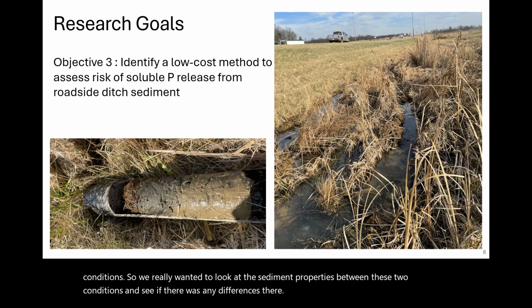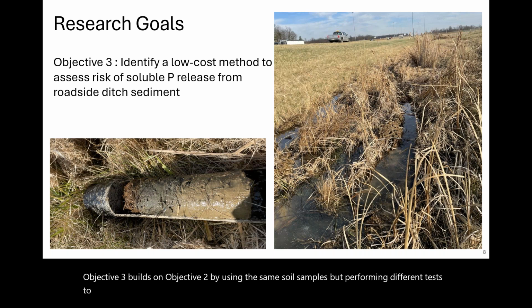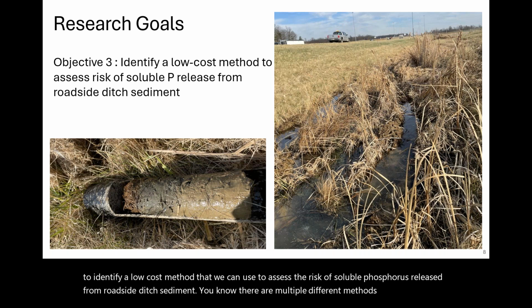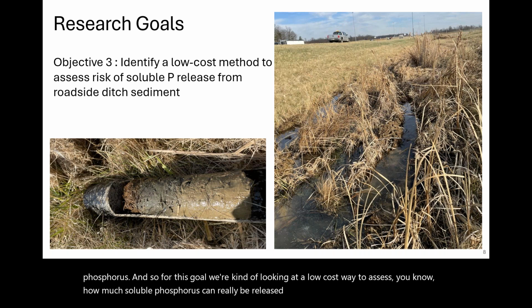Objective 3 builds on Objective 2 by using the same soil samples, but performing different tests to identify a low-cost method that we can use to assess the risk of soluble phosphorus release from roadside ditch sediment. There are multiple different methods to extract phosphorus, and so for this goal, we're looking at a low-cost way to assess how much soluble phosphorus can really be released by these roadside ditch sediments.